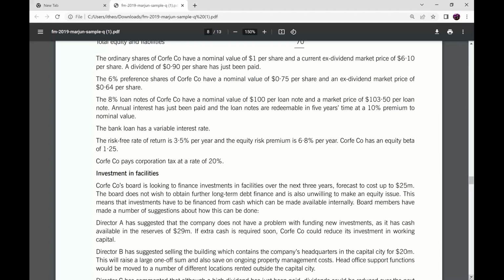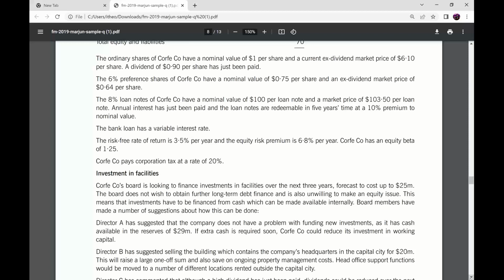The ordinary shares of Corfe have a nominal value of 1 per share and an ex-dividend market price of 6.1 per share. So ordinary shares have a par value of 1 and market price of 6.1 per share. A dividend of 0.9 per share has just been paid.